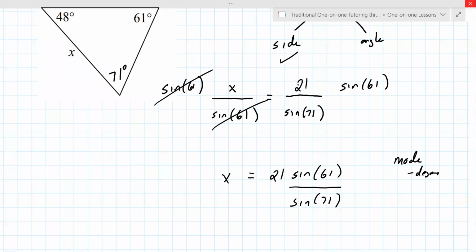I got a different number here. So I mean, it's close, but not. I wouldn't say that close. Let me make sure. So 21 times sine of 61 over sine of 71. I got 19.4. There we go. Yeah, it is 19 point. Perfect. Okay. Awesome. Sorry, I didn't divide by the 71 yet. Okay. Got it.